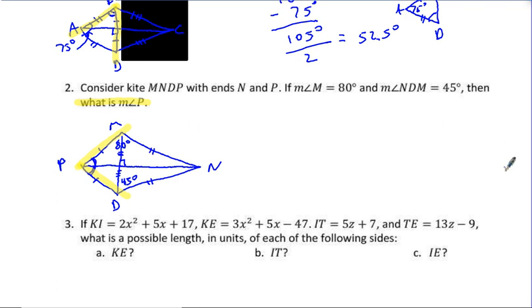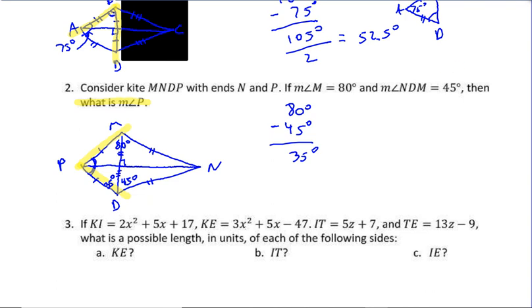Because this kite was sliced in half along that symmetry line connecting the ends P and N, I know that angle M is congruent to angle D. Therefore, this missing piece, PDM, is going to be 80 degrees minus the known 45, 35 degrees. So this angle here, 35 degrees.